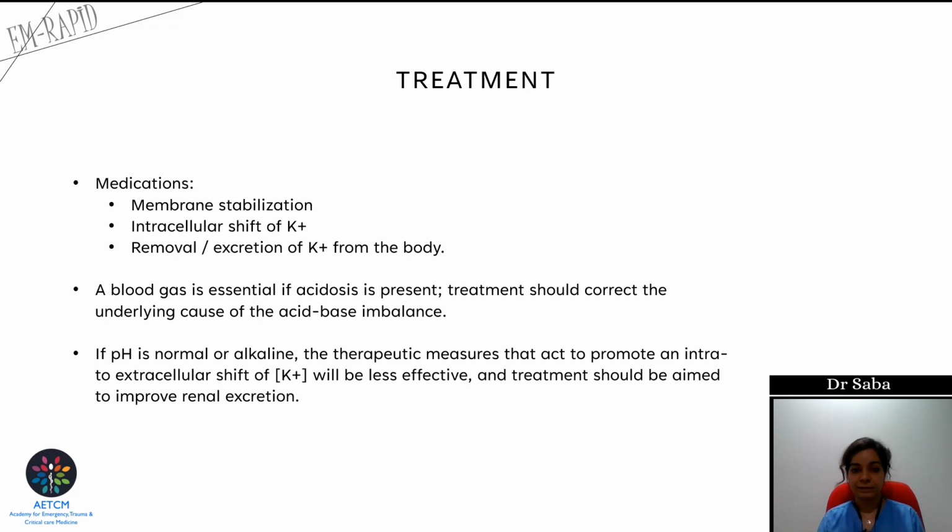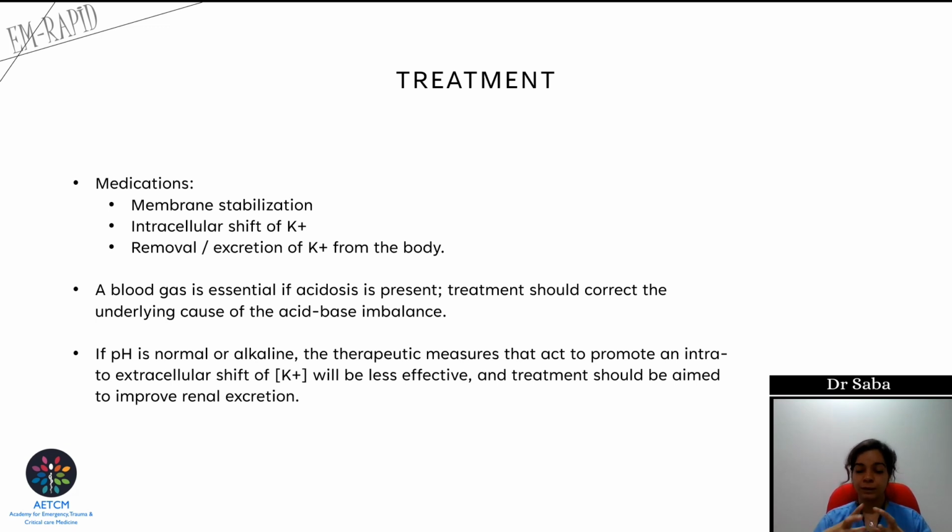Now, blood gas is essential if acidosis is present, because treatment of acidosis will naturally correct the acid-base imbalance, or it will correct the potassium levels in the body. But if pH is normal or alkaline, then therapeutic measures have to be taken to promote this shift, but it will be less effective, and the treatment will be aimed more towards excretion.